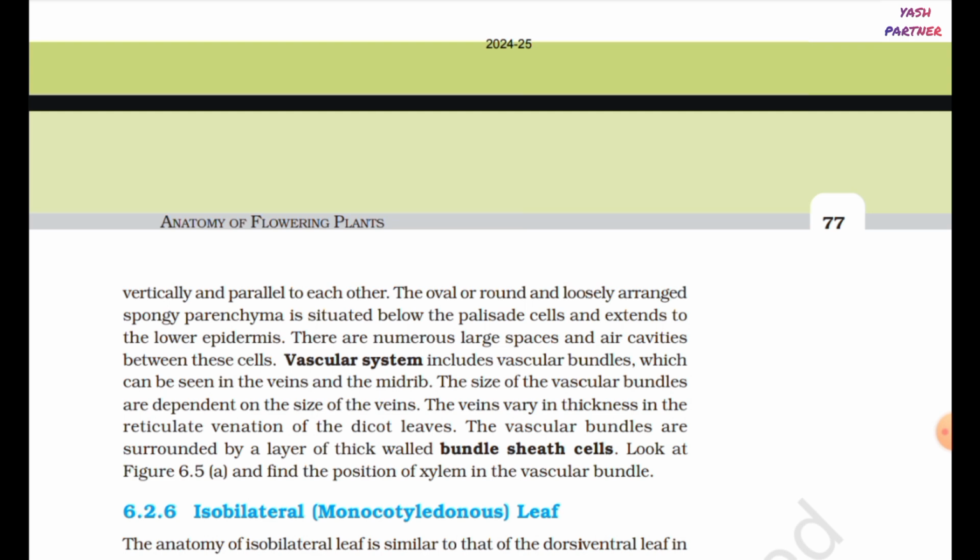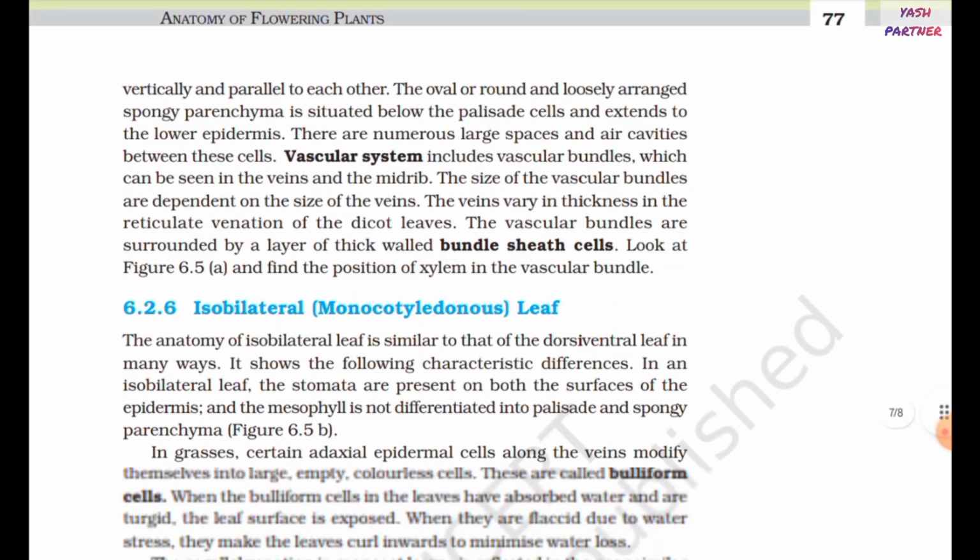Vascular system includes vascular bundles which can be seen in the veins and the midrib. The size of the vascular bundles is dependent on the size of the veins. The veins vary in thickness in the reticulate venation of the dicot leaves. The vascular bundles are surrounded by a layer of thick-walled bundle sheath cells. Look at figure 6.5a and find the position of xylem in the vascular bundle.